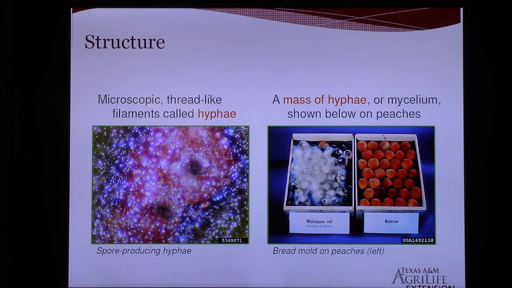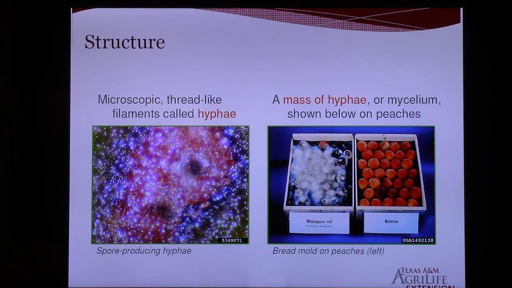So whenever we look at this, this picture was taken under a microscope. A spore producing, so we'll talk here in a little bit that fungi reproduce by spores. So spore producing hyphae. Hyphae are little arms or little structures in which the fungi will grow. So it's microscopic thread-like filaments called hyphae.